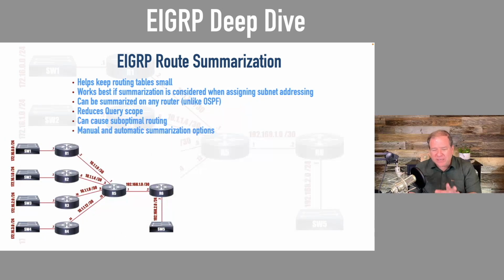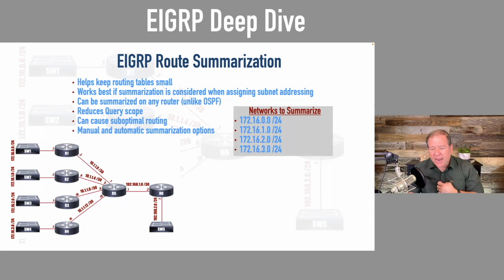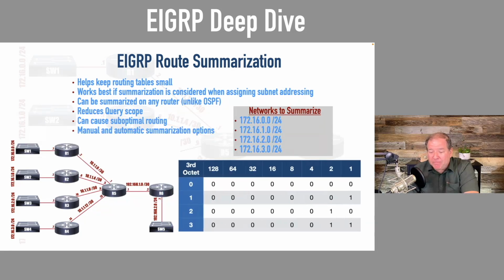But in this example, I want to take this topology that we're seeing here, and let's do some network summarization. For example, let's say we want to summarize the networks of 172.16.0.0, .1.0, .2.0, .3.0. Obviously, all 8 bits in the first octet are the same. They all come out to 172. The next 8 bits in the second octet, they all come out to 16. So far, we've got 16 bits in common.